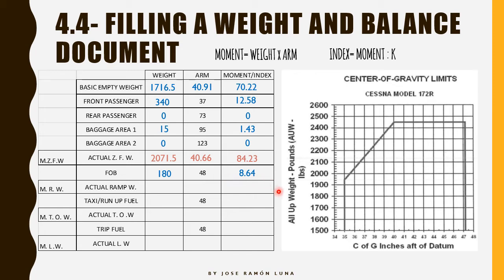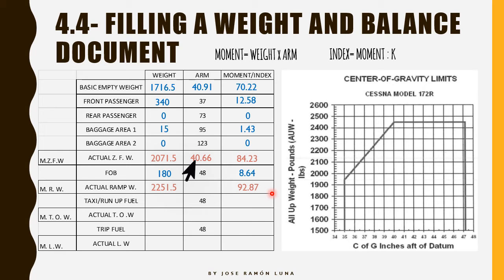Again, we have another special line. So we have to add, right? We had the aircraft empty, no fuel. Now I'm going to put the fuel on board. So if the empty aircraft was 2071.5 pounds and we are putting 180 pounds of fuel in it, our actual ramp weight is going to be 2251.5 pounds. Now we're going to do the same with the moments, and we're going to get 92.87. This is a special line.